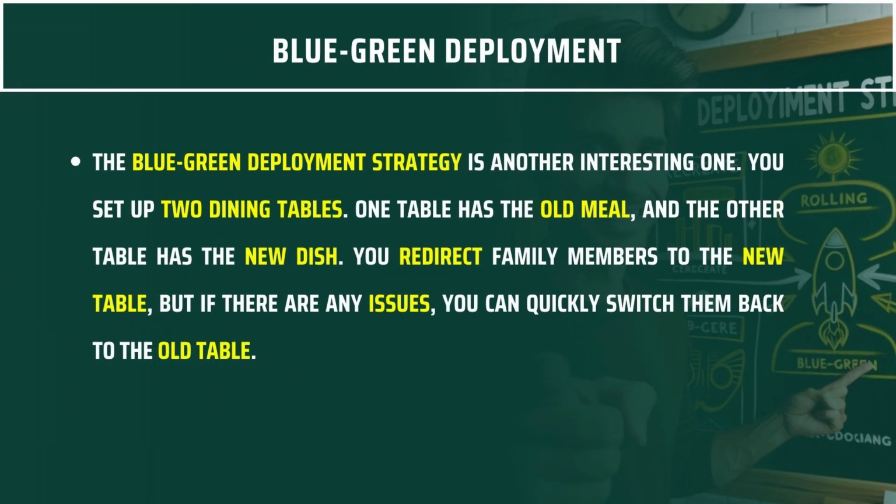Now the blue-green deployment strategy is another interesting one, where you set up two dining tables. One table has the old meal and the other table has the new dish. You redirect the family member to the new table, but if there are any issues, you can quickly switch them back to the older table.